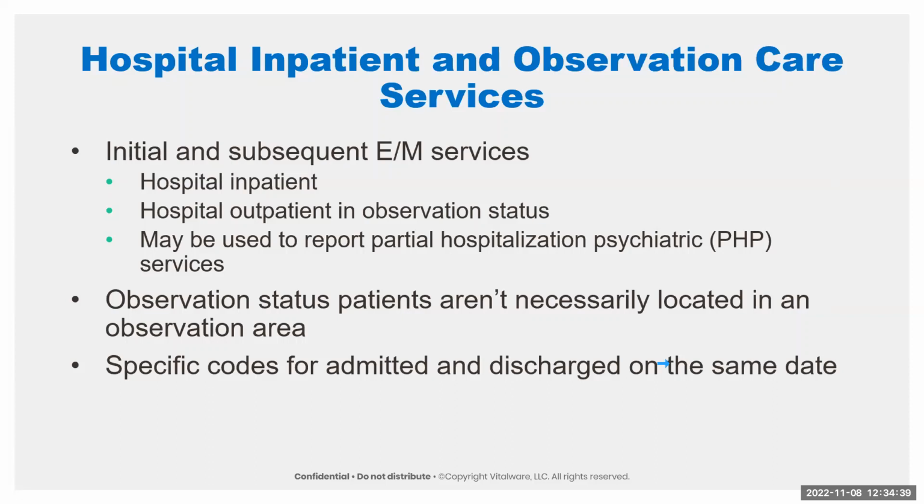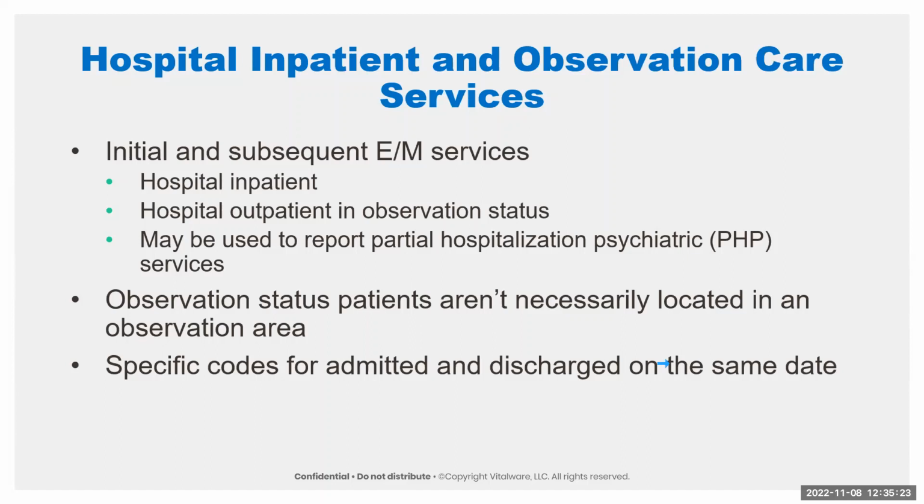Observation status patients aren't necessarily located in an observation area. For example, if somebody's pregnant and needs observation, they may have that patient go up to the labor and delivery area. If the patient is having some coronary symptoms, they may go to the coronary care unit. They wouldn't be in intensive care because then they would be inpatient. So there's not necessarily one specific spot in the hospital called observation that would have all patients. So just be aware of that.